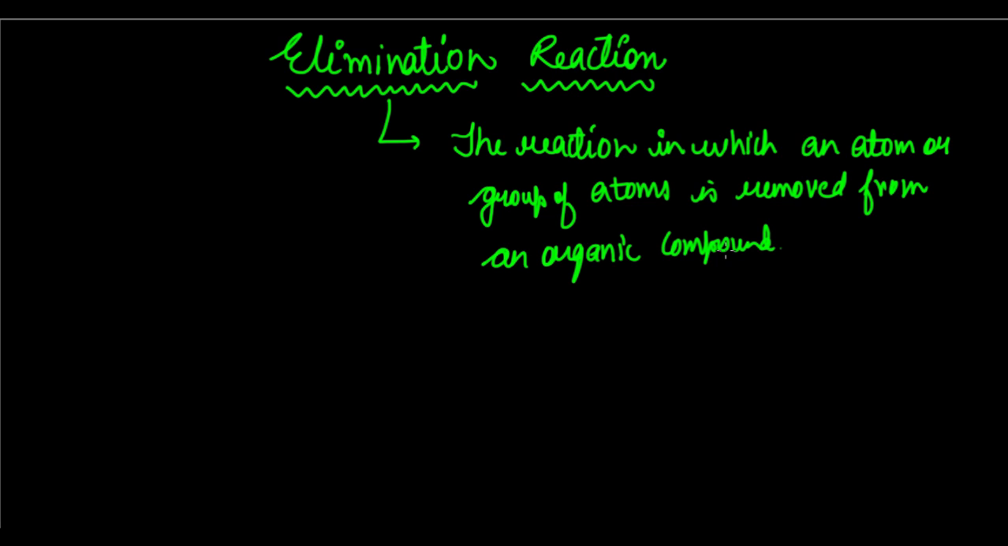Okay, so when we eliminate a particular group of compounds or a particular substance from an organic compound, we say that we are performing an elimination reaction. So I hope that is clear. When we are eliminating something from an organic compound. Now there are types of elimination reactions and we basically have three. So we are going to basically discuss three of them.